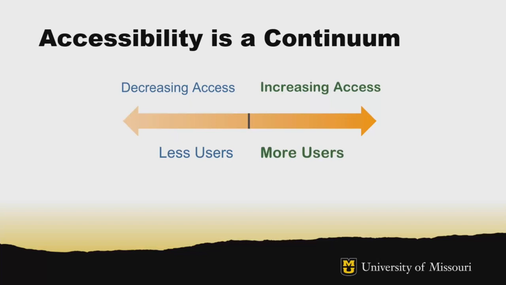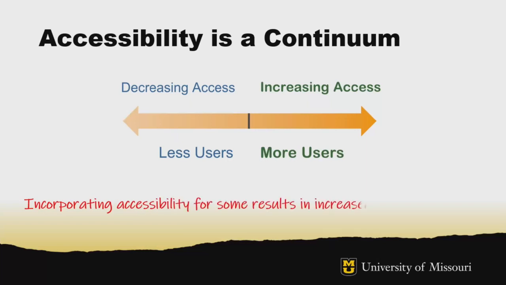Rather, we can think of document accessibility in terms of a continuum, where accessibility correlates to the number of users that can access the document. As this diagram portrays this relationship, we see that less built in accessibility means less users benefit from the information. Building in more accessibility means more users benefit. Incorporating accessibility for some results in increased usability for all.